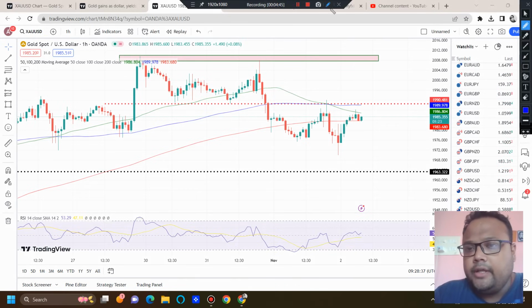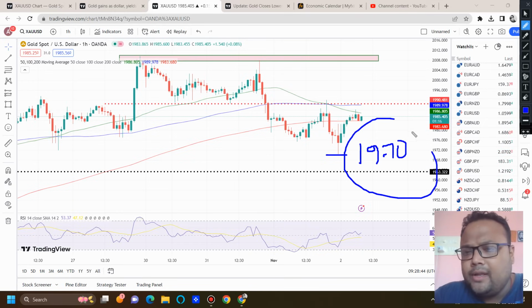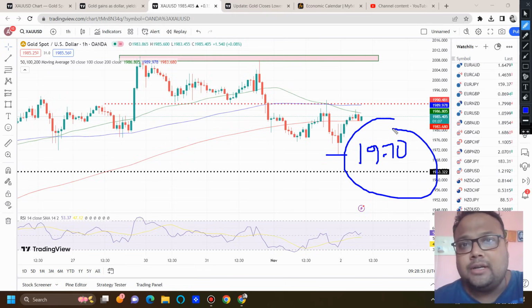Day traders, during the day, if you see the market is coming down, then you can also look for a temporary support around 1970, and you can go for a quick buy position around 1970. How much you can expect? 25 to 40 pips, not more than that, because this is not a major level.